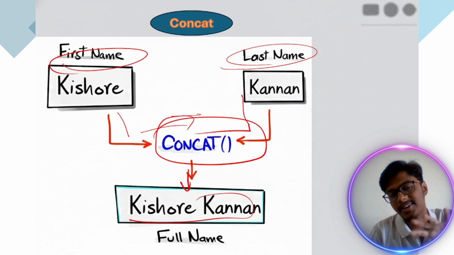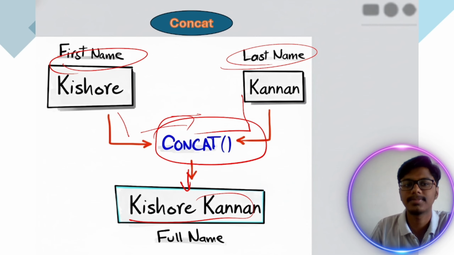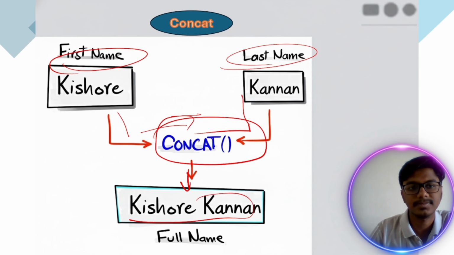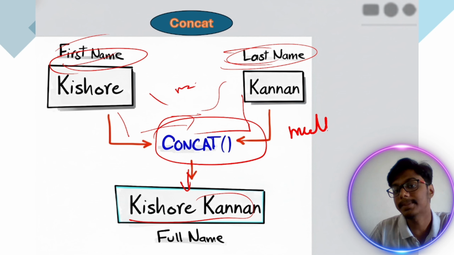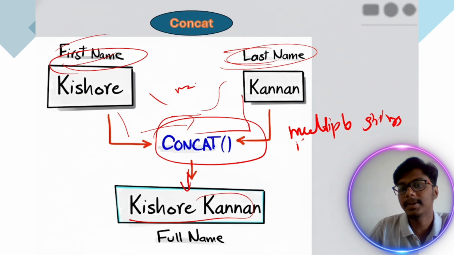It's the fun part. Let's come into the theoretical part and the knowledge part. If we give the first name and the last name to the concat function, or multiple strings, the main motive is that it will give as output one string.